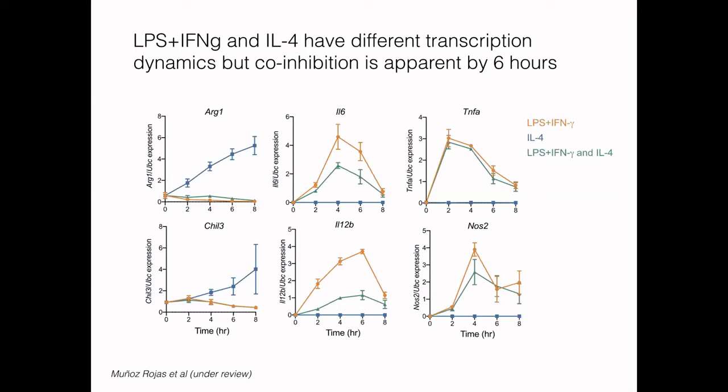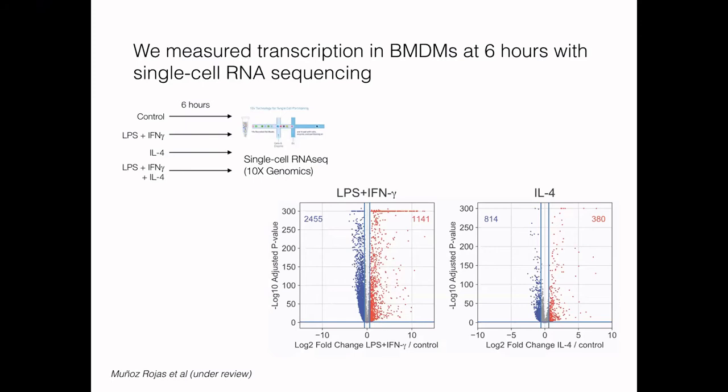I also use this graph to show you that there is strong inhibition when you add the two together. You can see that ARG1 goes down significantly when LPS is added, in green, and IL-6 goes down significantly also with the combination. But then something like TNF actually does not. So there's variability. Okay, so then we used single cell RNA sequencing to measure this at 6 hours.